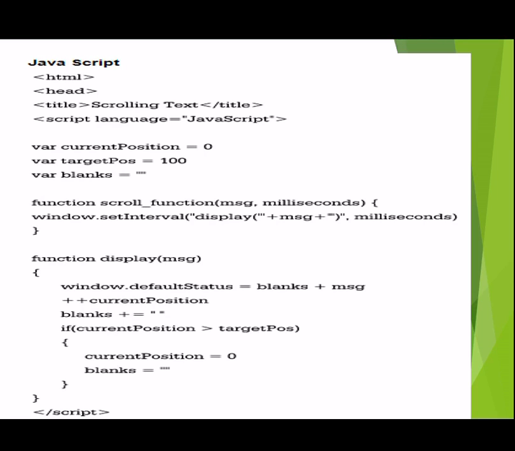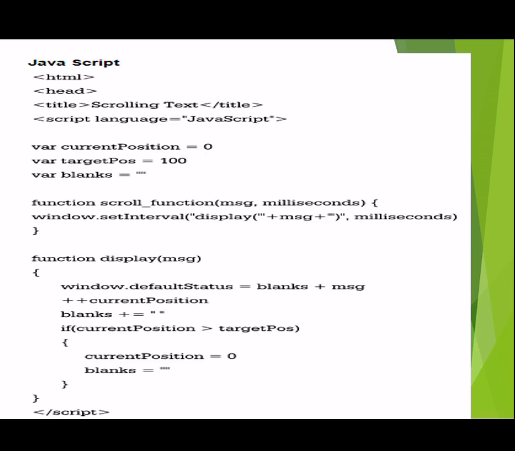We are taking one function as scroll function in order to set the interval for scrolling that text. So function scrollfunction. Inside the scroll function, we are going to pass two arguments. First argument is msg, that is the message you are going to display, comma the milliseconds, that is the time interval at which the message is going to be displayed again from the starting position. So we are going to use the window.setInterval method in order to display that message after certain milliseconds after the ending position.